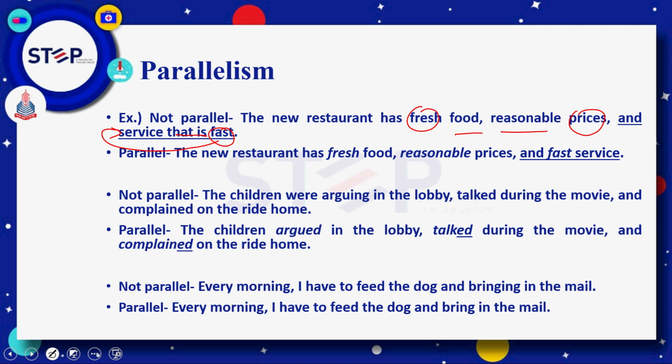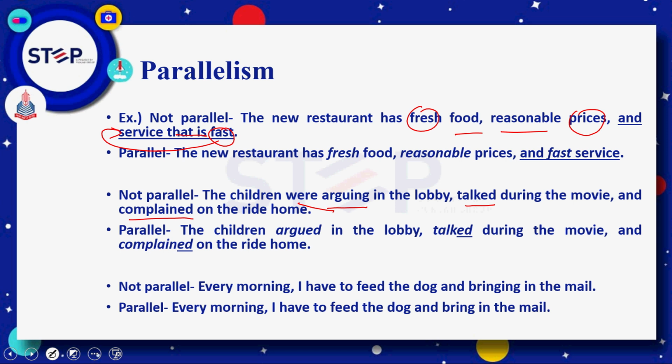The children were arguing in the lobby, talking during the movie, and complained. So talked is a simple past verb, complained is a simple past verb. Over here we should use another simple past verb. It shouldn't be a progressive verb. So it should be: the children argued in the lobby, talked during the movie, and complained. All of the verbs should be simple past, and in that way they'll be parallel. The children argued in the lobby, talked during the movie, and complained.